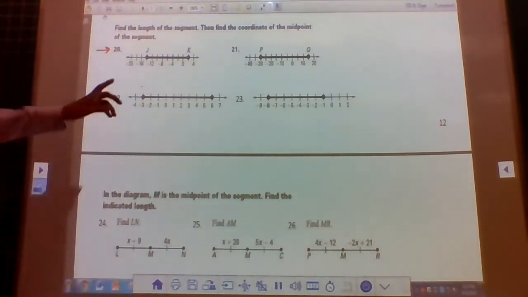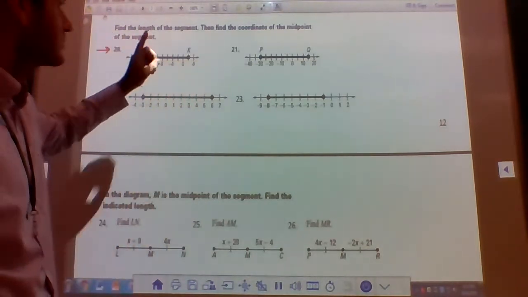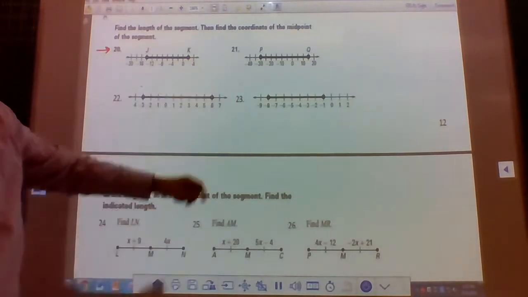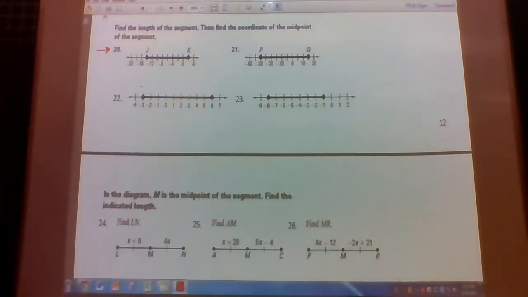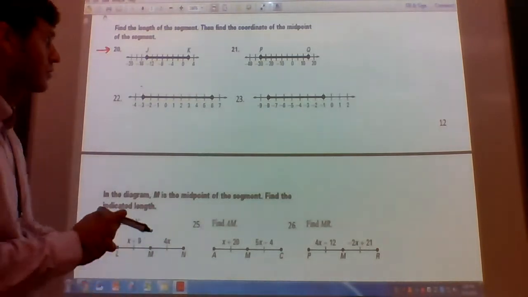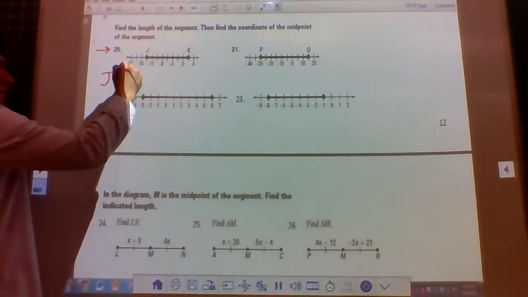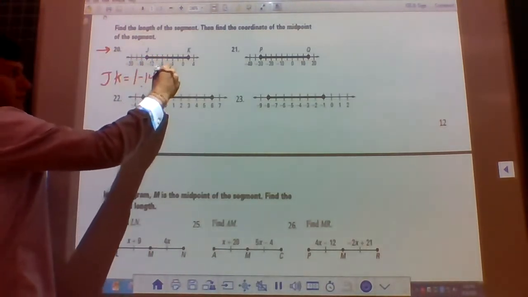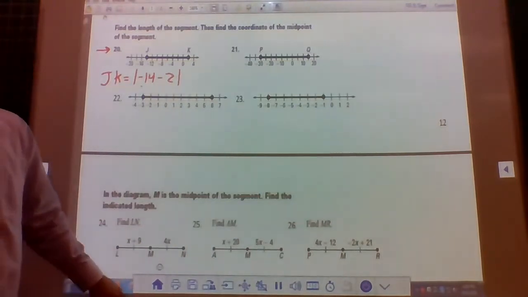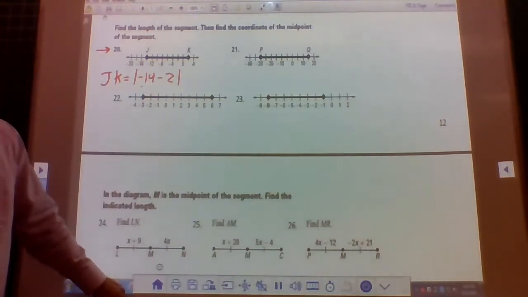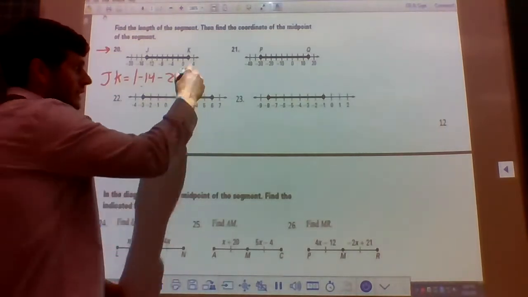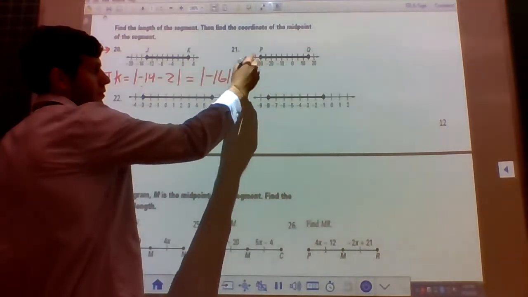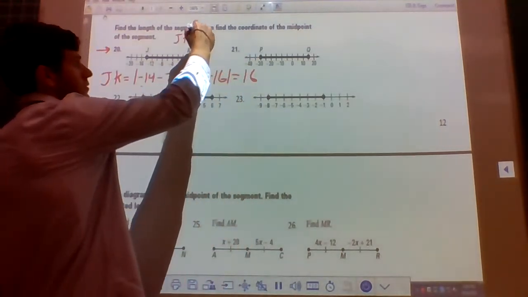Okay, you want to find the length of the segment, JK. Two ways to do this. The first way is we can just simply count 2, 4, 6, 8, 10, 12, 14, 16. Look at that, it's 16 units long. Or we can take the absolute value of the difference. So JK is going to equal the absolute value of this. And so this is negative 14. Difference means subtract. So we do negative 14 minus 2, or we can do 2 minus a negative 14. Either way, we're going to get 16 when we take the absolute value and get a positive. So JK equals 16.